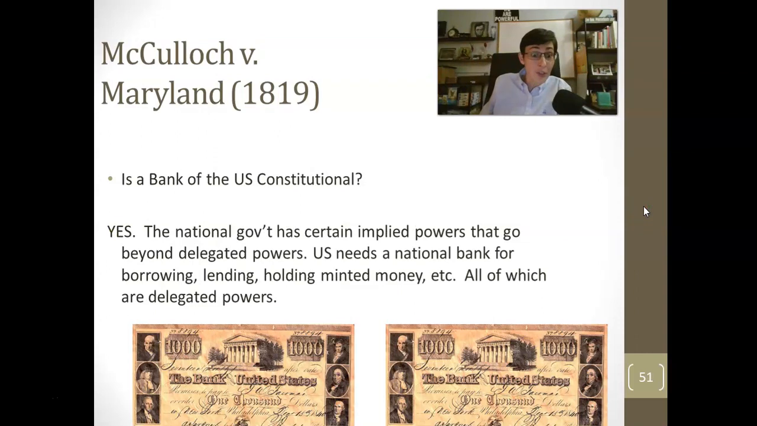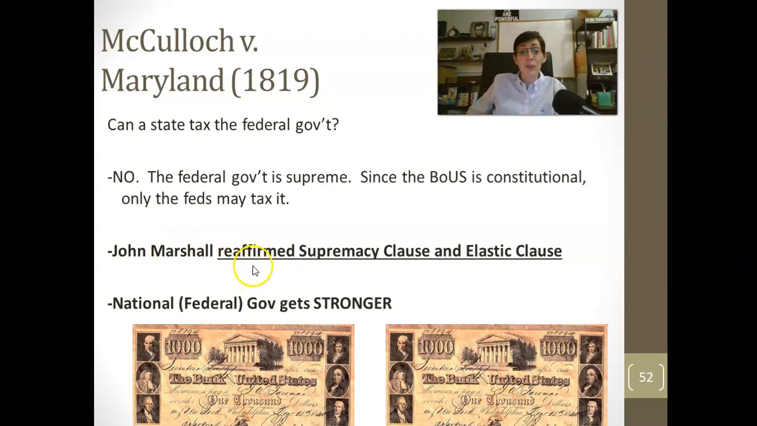So is the Bank of the United States constitutional? Absolutely. Yes, it is. The national government has these implied powers that go beyond the delegated because we need a national bank, like I said, borrowing, lending, holding minted money, all of which are delegated powers. But you need the national bank to help exercise those delegated powers. So this massively increases the power and authority of the federal government at the expense of the states. So John Marshall has reaffirmed the Supremacy Clause and the Elastic Clause. The federal government is supreme. The state cannot tax the federal government. So there you go. So there's one example of federalism in the courts, of federalism in action.